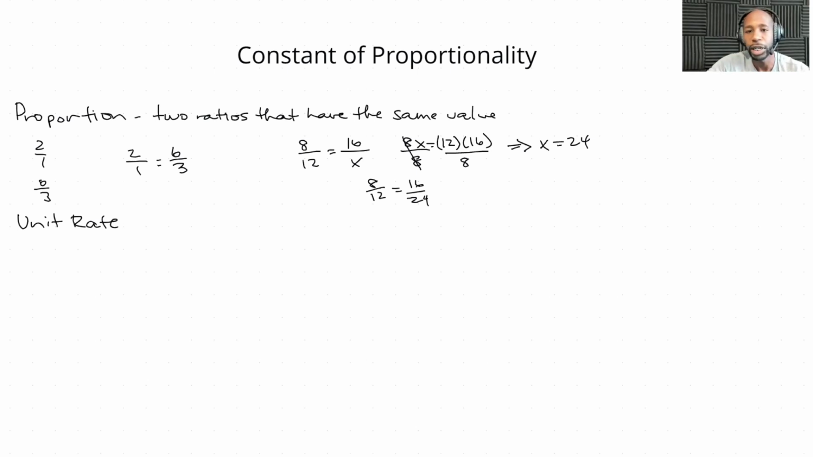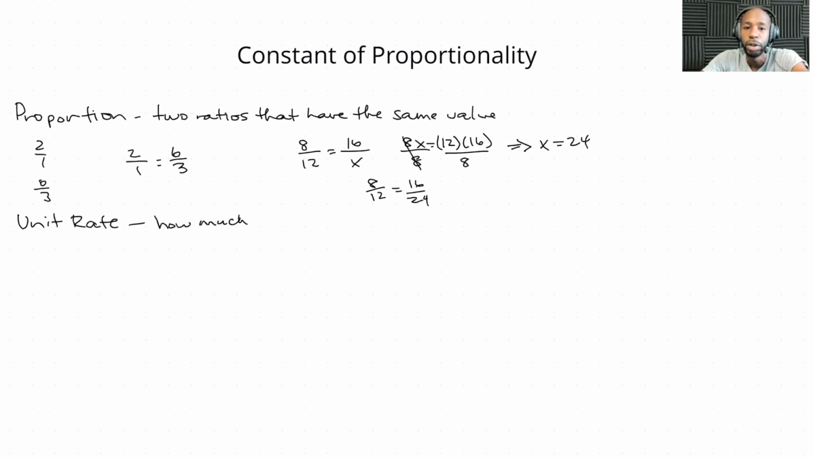You also could have figured it out by seeing, okay, what do I have to do to get from a numerator of 8 to 16? Do you have to use that same value to get from 12 to whatever x is? So you have to multiply by 2 to get that, multiply by 2 to get that. That's a proportion.